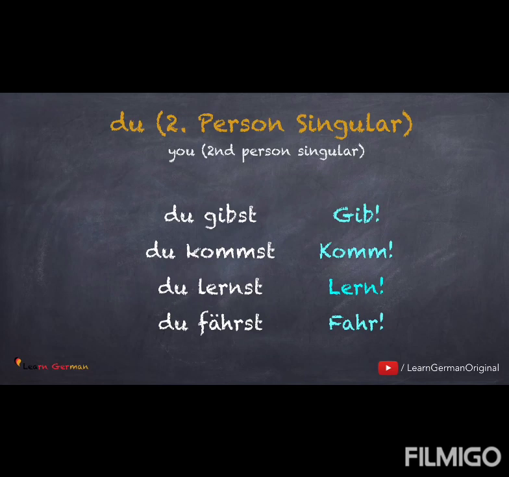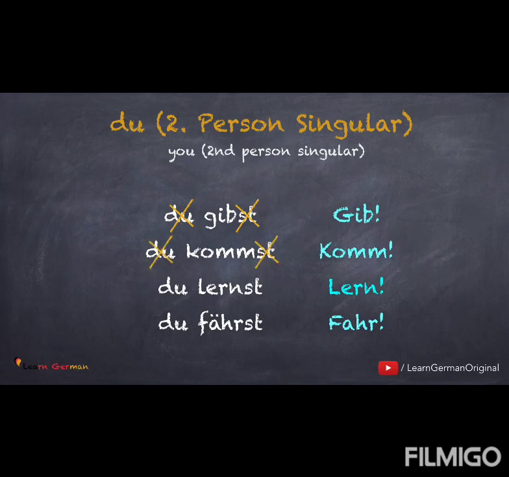The imperative form for these verbs are gib, komm, lern, fahr. How do we build imperative? Simple. You remove du and the verb ending st. Du gibst becomes gib.